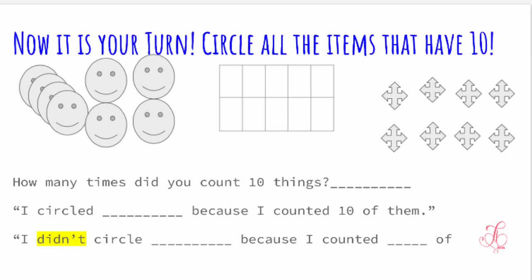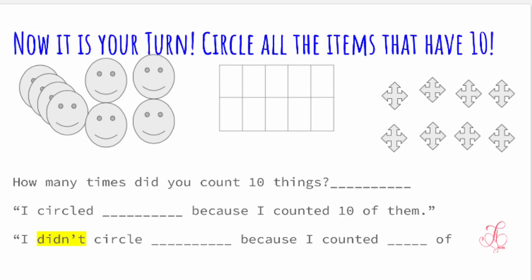You're going to circle all the items that have 10. So you're going to look at the smiley faces, count them. And if it's 10, you're going to circle them. You're going to look at the boxes, count the boxes. Is it 10? If it's 10, you're going to circle it. If it's not 10, you're going to put a big X on it. Look at the snowflakes. Are there 10 snowflakes? If there are, you're going to circle it. If not, you're going to put an X over it.